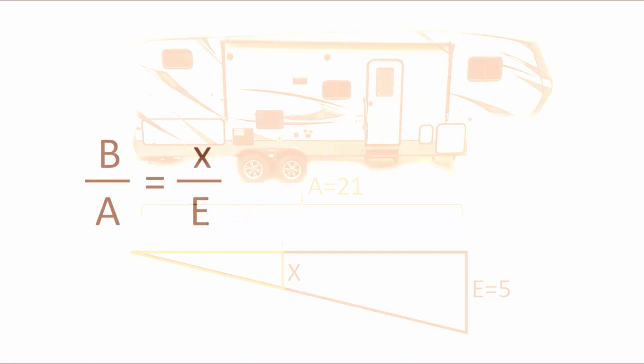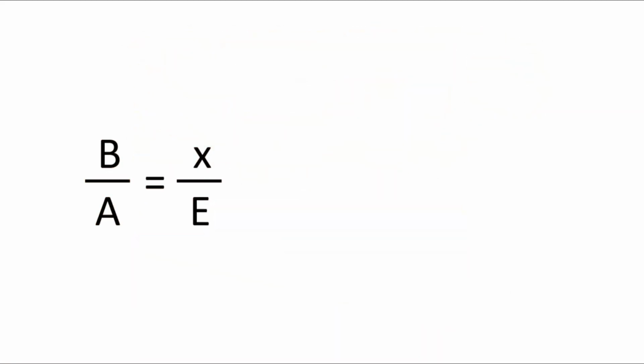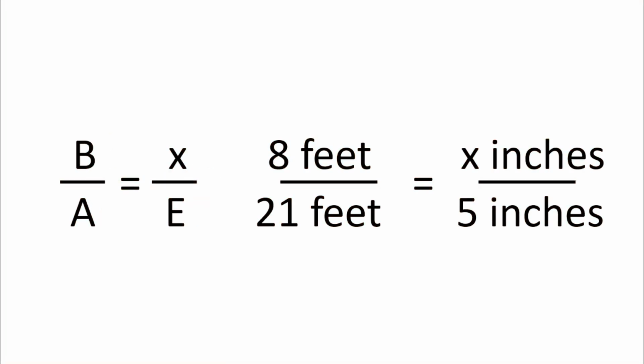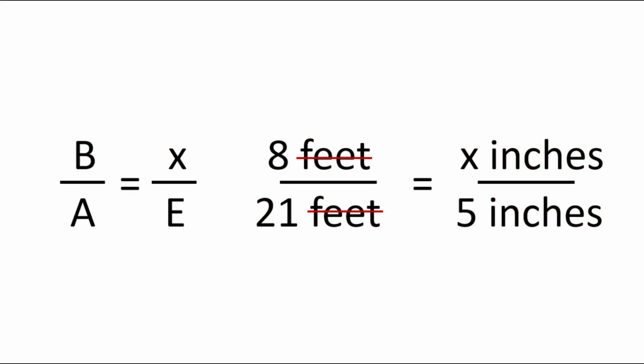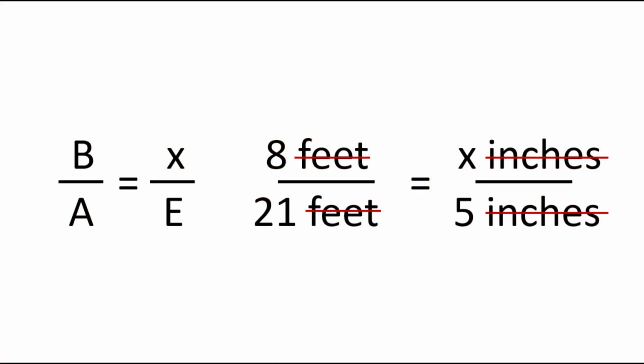Now we'll put the triangle lengths into the equation of B over A equals X over E. Here is where you can see that inches is on one side of the equation and feet are on the other side, so they cancel each other out. Feet over feet, inches over inches.